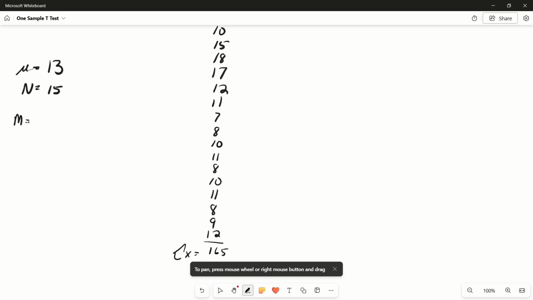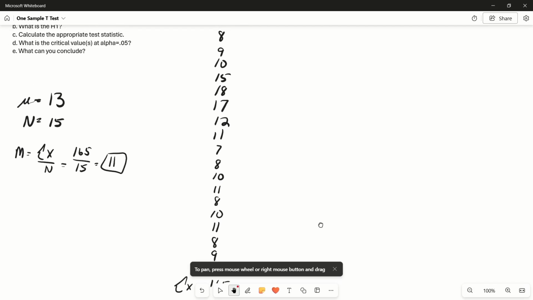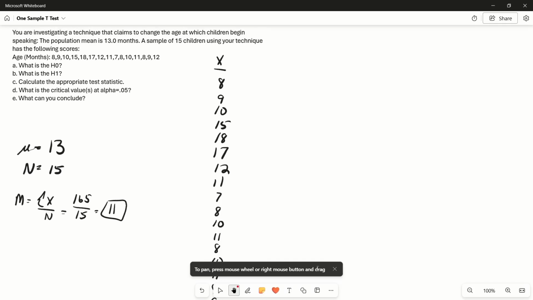So we know that the mean of the sample is the sum of x over n. In this case, it's 165, and our n here is 15, and that gives us 11 as our mean. So we're going to use 11 here.